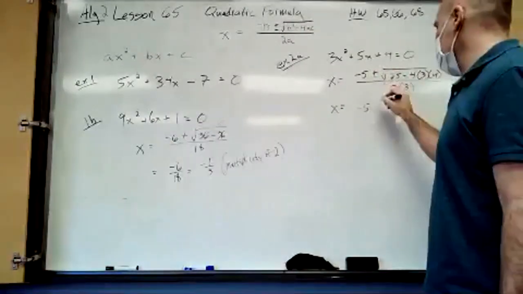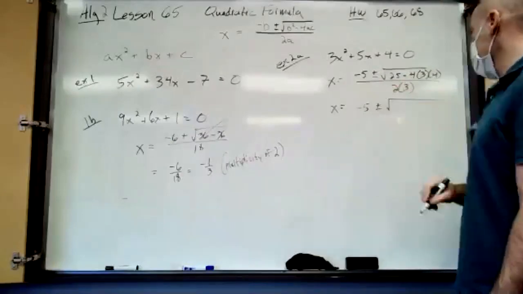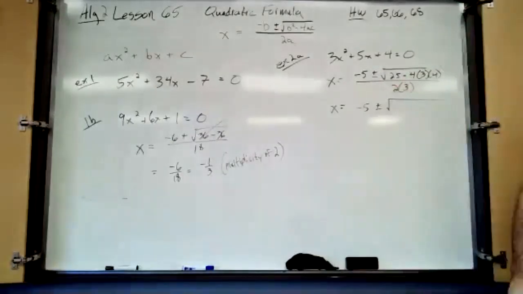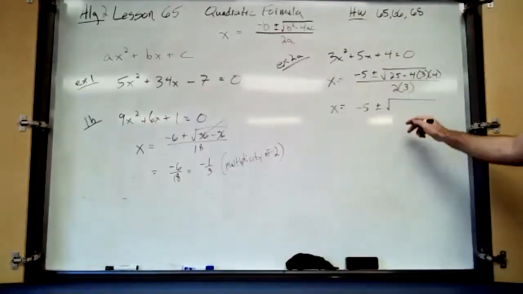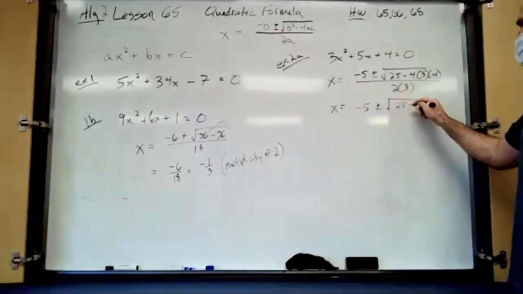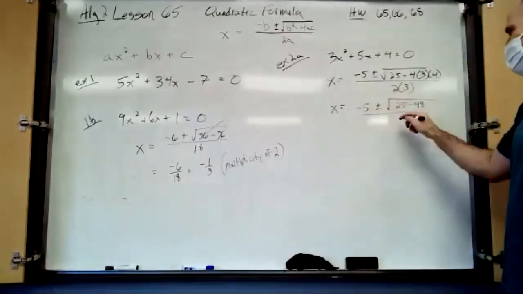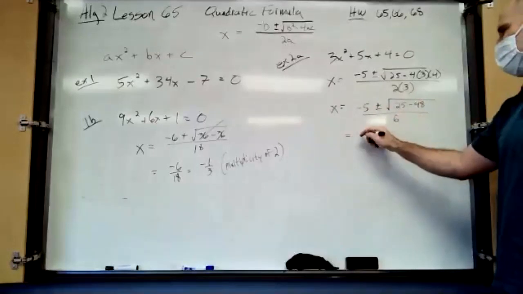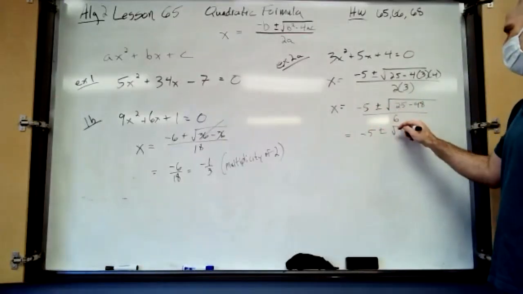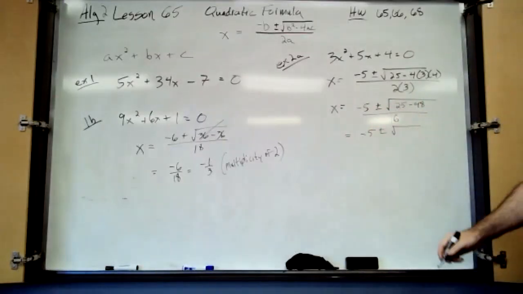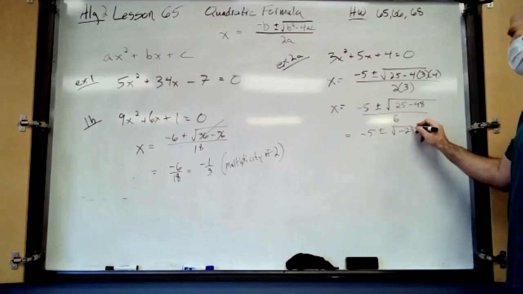Negative 5 plus or minus. Wait, is it 5? Yep. Is 25 supposed to be squared? Yep. Well, 5 is squared to get 25. I just didn't write it out first. Okay, b squared minus 4ac. So that's 25 minus 48. Uh-oh, what does that mean? What's going to happen? I don't know. So that's negative 23.